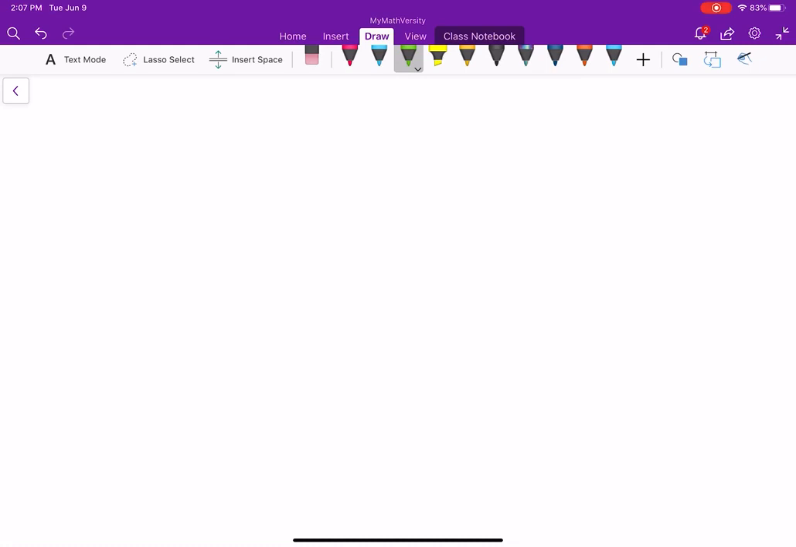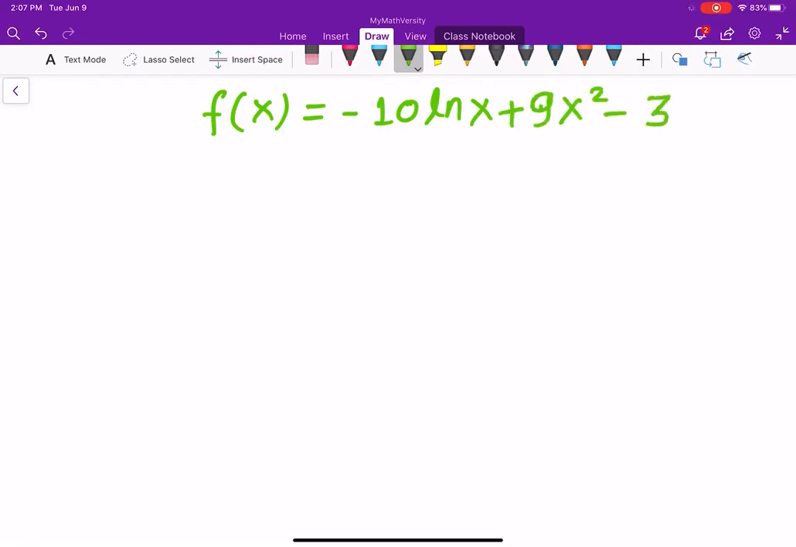We are given the function f of x equals -10 times ln of x plus 9x squared minus 3, and our goal is to find the derivative of this with respect to x. So we need to find f prime of x. How do we find the derivative of f? We can see the function is given as -10 times ln x, added with 9x squared and then subtracted with 3.